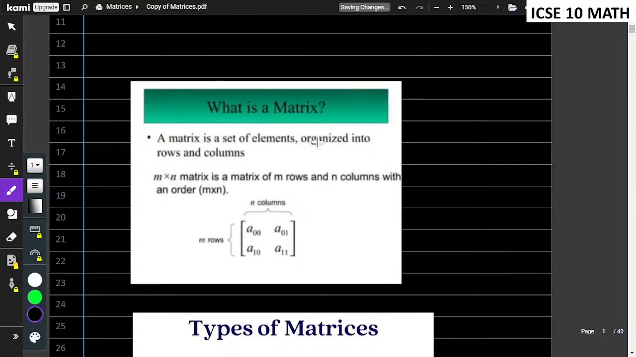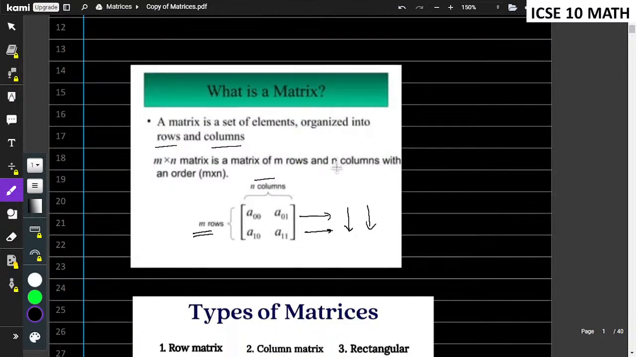So a matrix is a set of elements organized into rows and columns. Remember this, rows and columns. I'll be saying this multiple times, what are rows, what are columns, but pay attention. There are m rows, the horizontal ones, and n columns, the vertical ones. So m is a number like 2, 3, 4, 5, and there can be 2 columns, 3 columns, 5 columns.